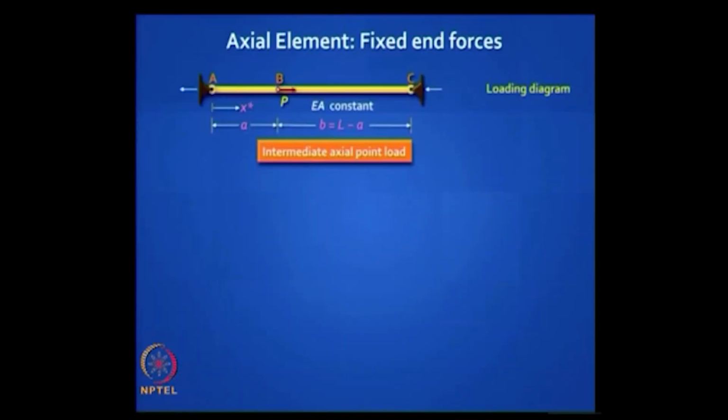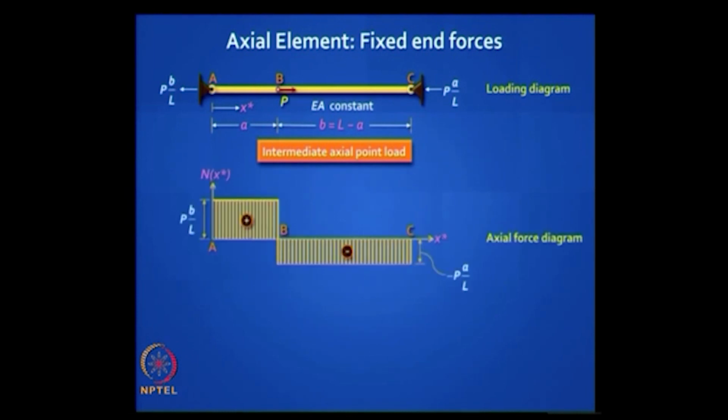You can prove it, I will leave the proof to you. You guessed it correct, PB by L and PA by L. And if you want to plot the axial force distribution, as one of you rightly said, AB will go into tension, which I show positive, and BC will go into compression. So this is what we call an axial force diagram. And if you want to plot the deflections, the displacements, how will it look? Perfect, you get a triangle and you can prove it.